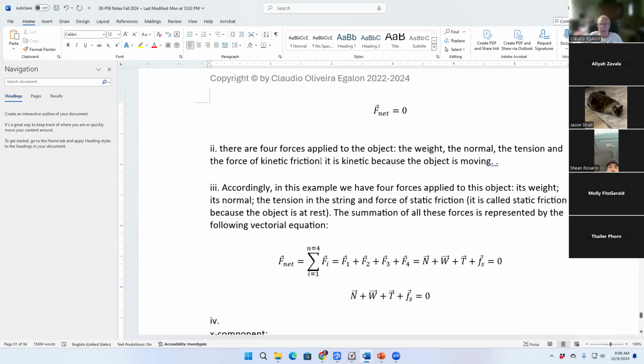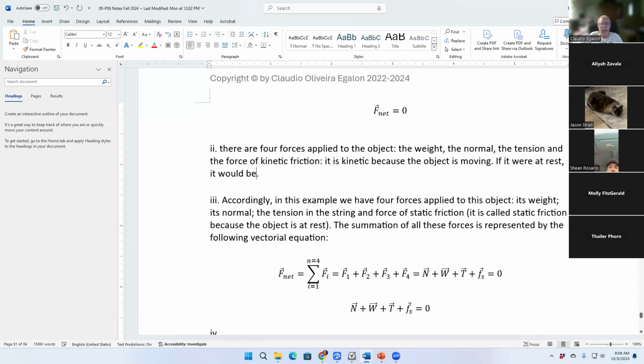If it were at rest, it would be static. It would be the force of static friction.